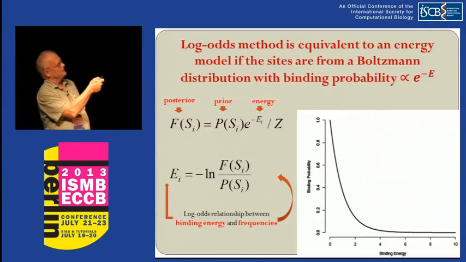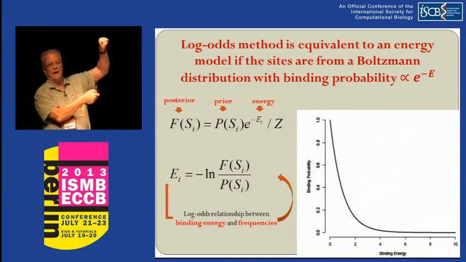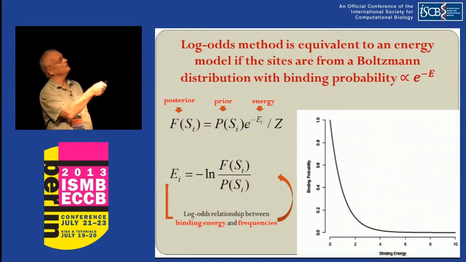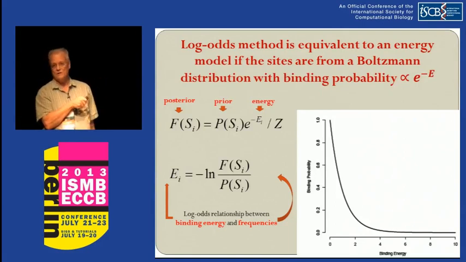So here's the Boltzmann equation. This is the posterior, the frequency of a site being bound. This is the prior, the overall probability of seeing that sequence in my collection. And this is the energy for that sequence I. So this is just the Boltzmann relationship. If it's non-specific binding, so the energy is the same, then the prior and the posterior are equivalent. Otherwise, the posterior will be different because you're selecting things according to this Boltzmann distribution.